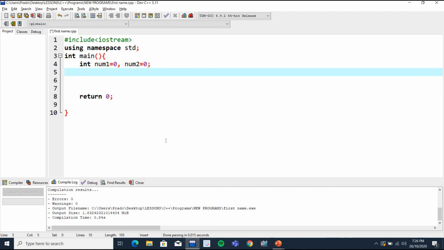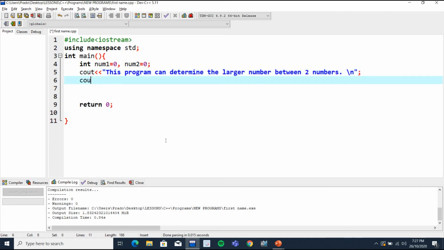Next, cout, lagyan din natin ng display kung ano ba yung gagawin nitong program. So, this program can determine the larger number between two numbers /n. This program can determine the larger number between two numbers. And then semicolon, saka natin hingiin yung mismong dalawang number.